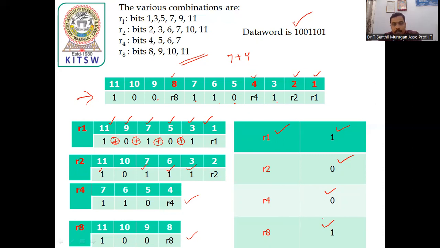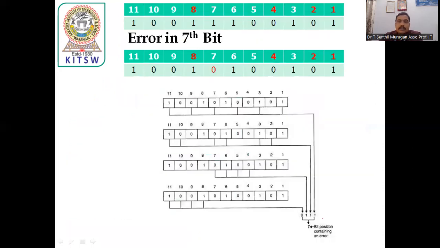Okay. So now what is the code word? We know the R1 value, R2 value, and now we are just filling them in. What is the R1 value? 1, R2 value 0, R4 value 0, R8 value 1. So this is the code word we are sending to the receiver. If the receiver side receives the same information, no problem.